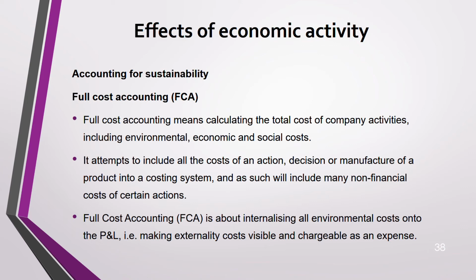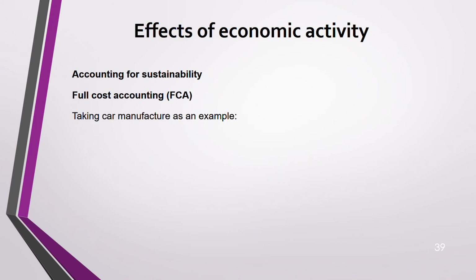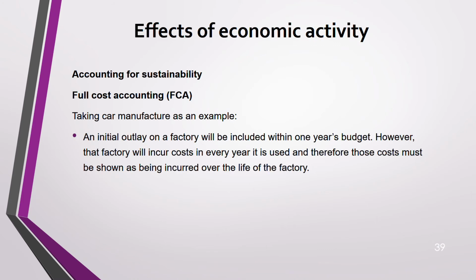One example, okay. Each type of accounting, I'm going to explain with an example to understand better. Let's take a car manufacturer. In the car manufacturer, we are going to take a full cost for this car manufacturer when we are going to cost. Okay, so there is an initial outlay on a factory, usually within a 1 year budget, because obviously you will not take 5-6 years to make a car, right? Within 1 year, the car will be ready.